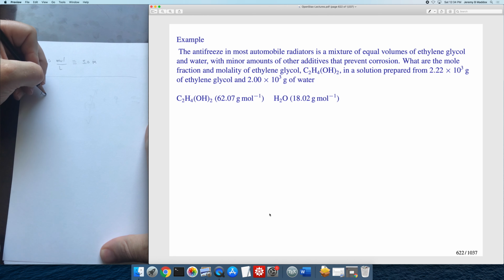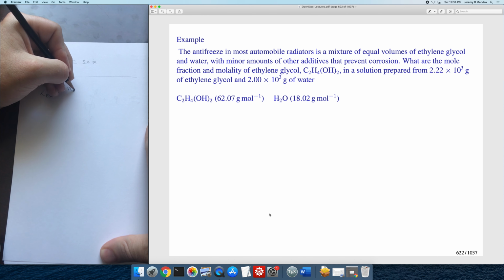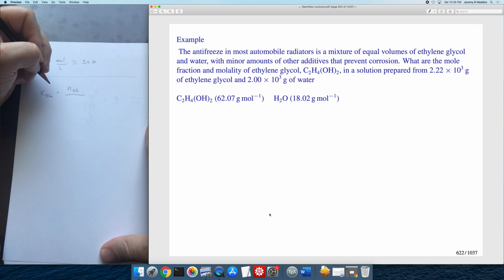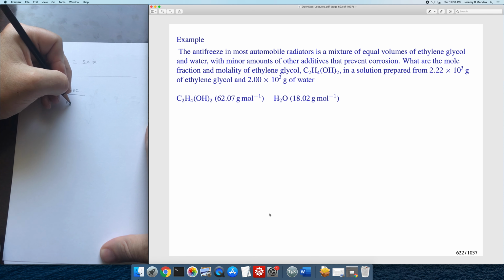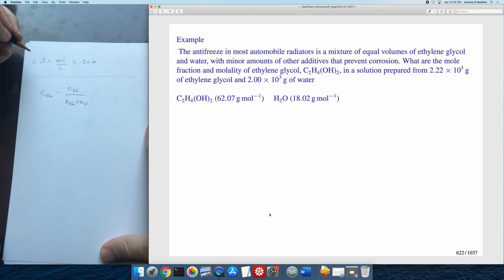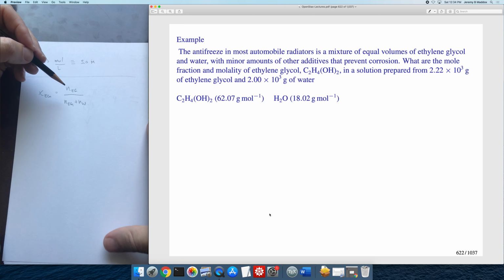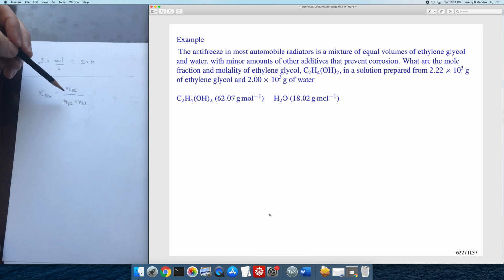The mole fraction of the ethylene glycol is going to be the number of moles of ethylene glycol divided by the number of moles of ethylene glycol plus the number of moles of water. It's very helpful as you're learning how to do these concentration problems that you practice them, and when you practice, you want to be writing out the definitions of the formulas because that'll help you remember what they are. So that's the mole fraction.